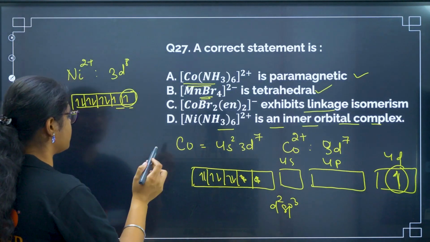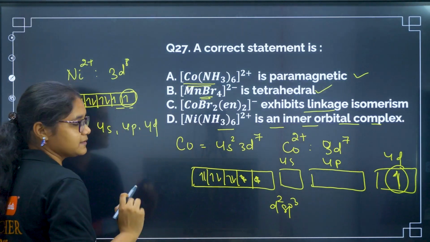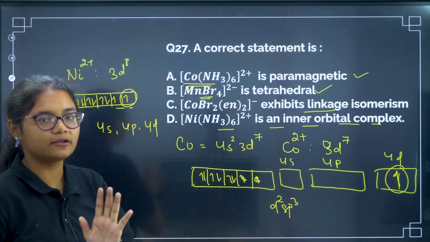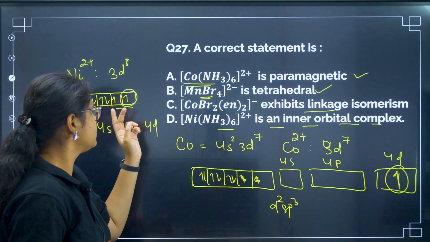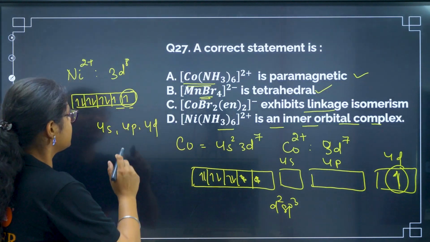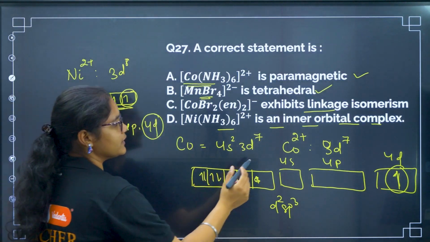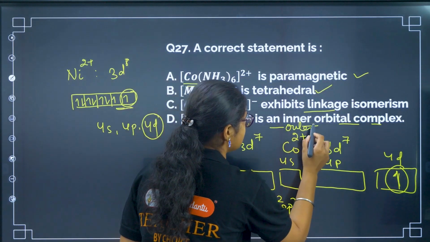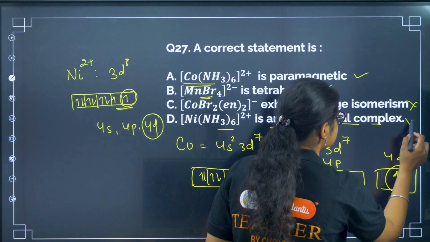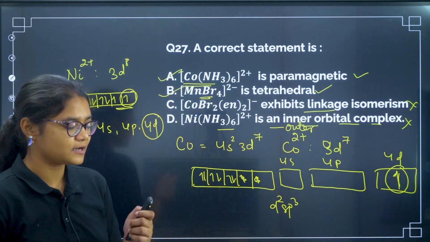So the orbitals used here are 4s, 4p and 4d. Is the point clear? Even if you do a pairing here, we will get only one vacant orbital from 3d. But we need 2 vacant orbitals if you want d2sp3 hybridization. So that is why there is no pairing of electrons here and the 4d orbital is used. So it is an outer orbital complex. It is not an inner orbital complex. So this statement is also incorrect. So the correct statements are option A and option B. Both the statements are correct.